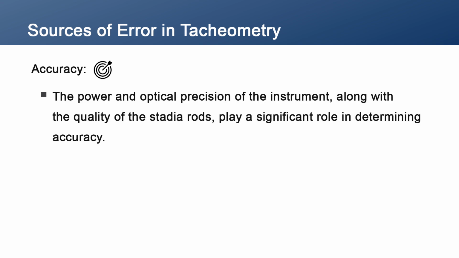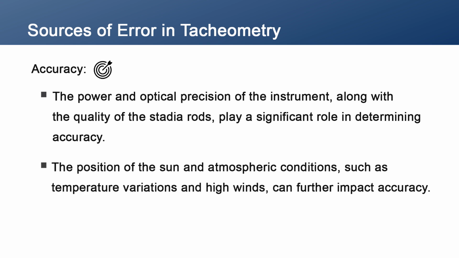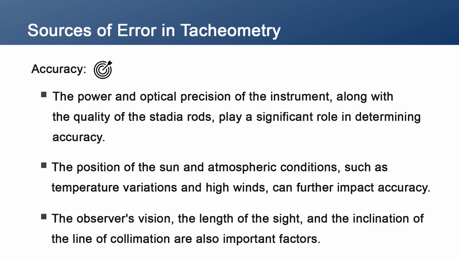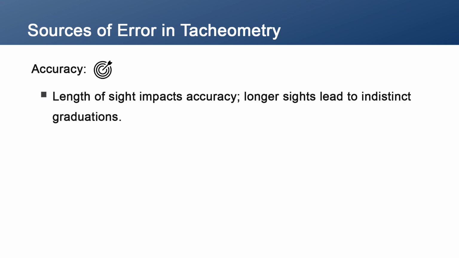Next, the power and optical precision of the instrument, along with the quality of the stadia rods, play a significant role in determining the accuracy. Additionally, the position of the sun and atmospheric conditions such as temperature variation and high winds can further impact the accuracy. The observer's vision, the length of the sight, and the inclination of the line of collimation are also important factors. The main factor affecting accuracy is probably the length of sight, since for long sights the graduations become indistinct.